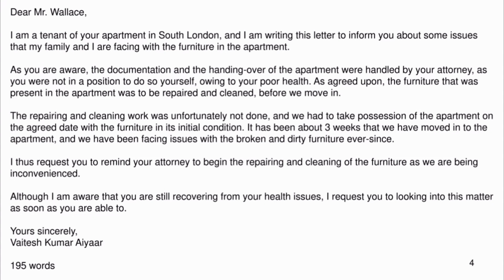I thus request you to remind your attorney to begin the repairing and cleaning of the furniture as we are being inconvenienced. Although I am aware that you are still recovering from your health issues, I request you to look into the matter as soon as you are able to. Yours sincerely, Vetesh Kumar Iyer.